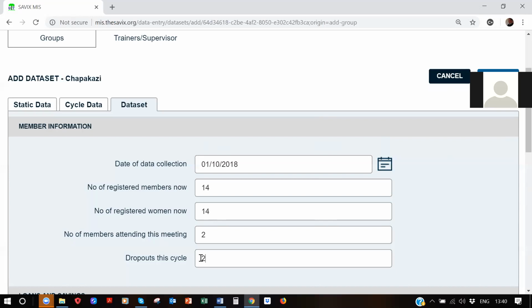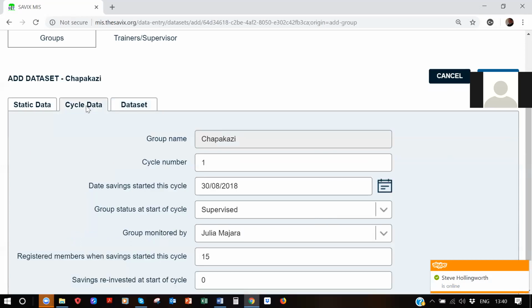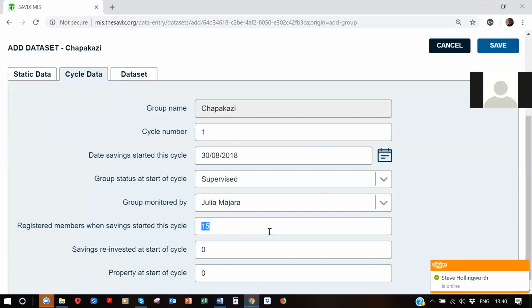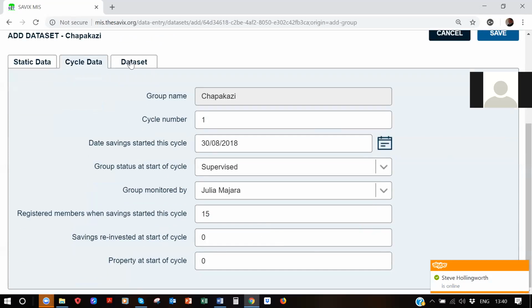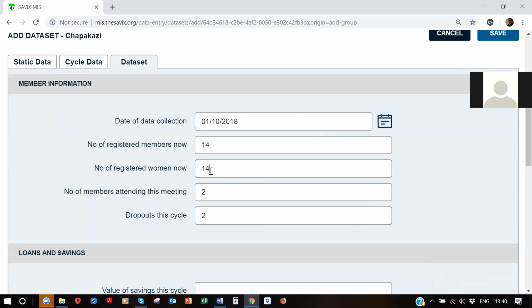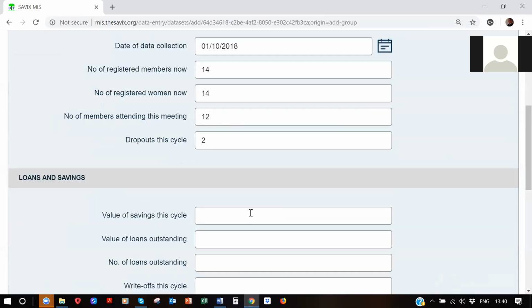Okay. Would you say again, please? Yes. Possible. We started off, if you remember, at the beginning of the cycle, we had 15 members, right? Correct? Yes. We are now saying we are 14 members. In other words, in total, we are 1 less. But I have said here we have 2 dropouts. Is that possible? Yeah, it is possible if 2 people left and then 1 came on board. Exactly correct. Good point.